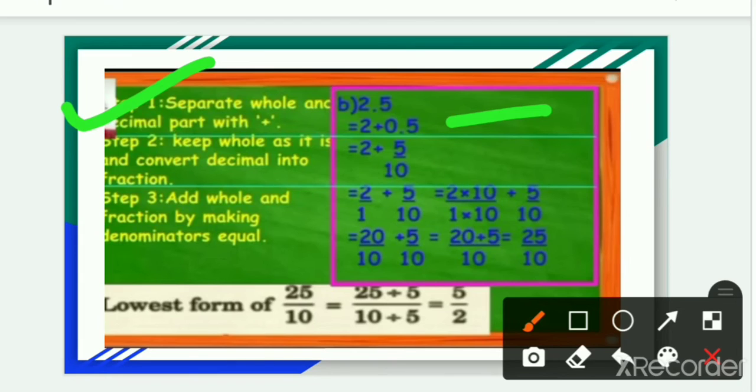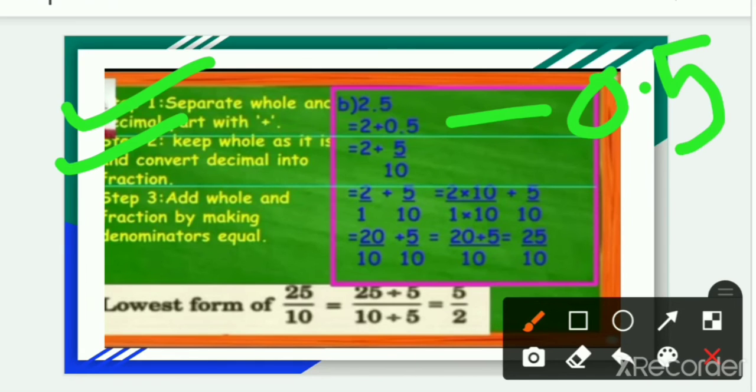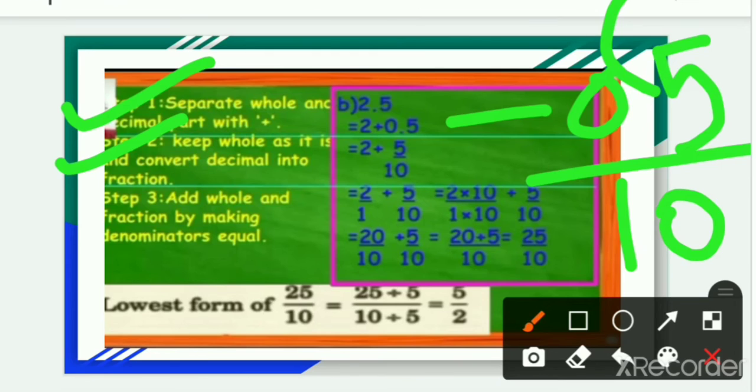Now next is keep whole as it is and convert decimal into fraction. Now convert the decimal, that is 0.5, into a fraction. How will you convert? We will remove the decimal point and we will increase the 0. For 1 we will write as it is, and after the decimal point, how many digits are here? Only 1 digit, so we will increase only 1 zero. So we will have 5 by 10. So it will become 2 plus 5 by 10.